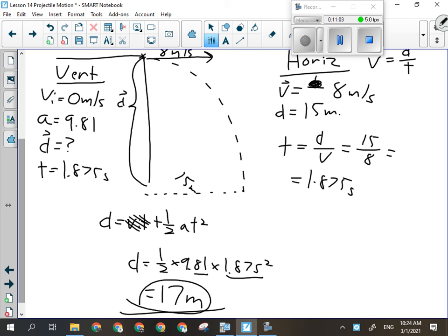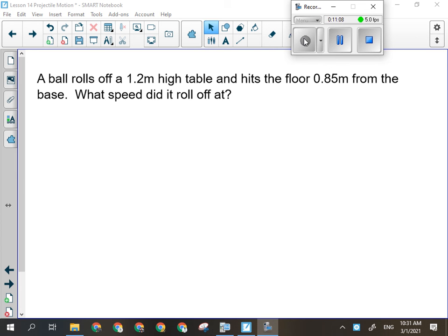All right. So, I'll show you a quick video or two here. So for this one, same idea. Okay, we got a ball. It's rolling off a 1.2 meter high table. Okay, it hits the floor 0.85 meters from the base. What speed did it roll off at? So you're looking for the horizontal speed. Okay, now remember that doesn't change. Right, so you got to look at what you're given, draw it out. Okay, I'll give you a couple minutes to give it a try here.